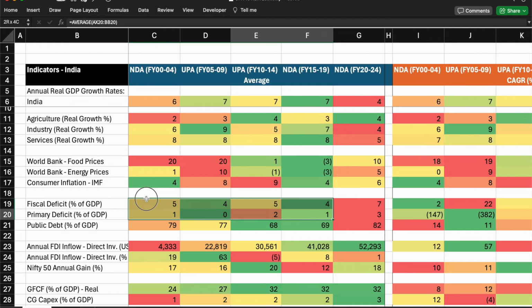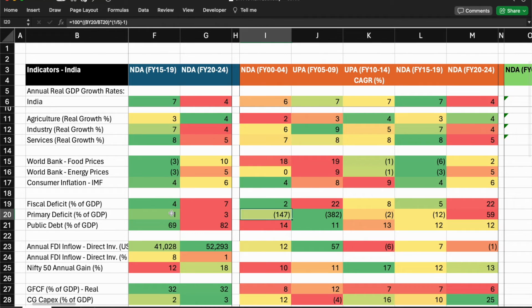Earlier it was good. Even the previous NDA government, the Vajpayee government, it was 1%. It was very good. Later on it brought it down. But in the second term of UPA, things went a bit off. Later on, the first NDA government again brought it back to normal. Now after COVID, it is not in a good shape.